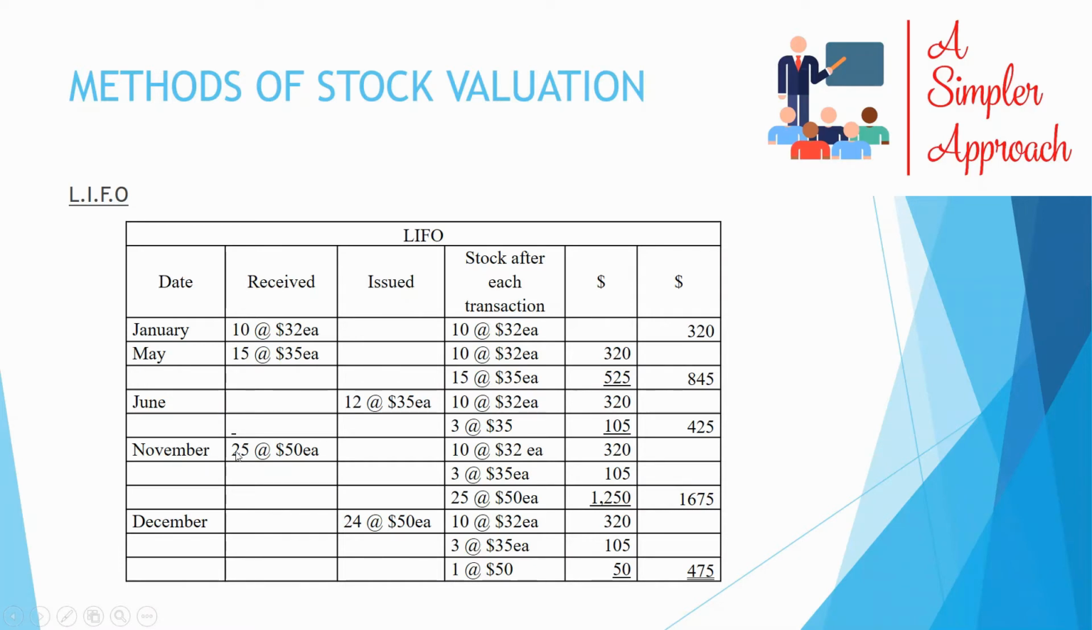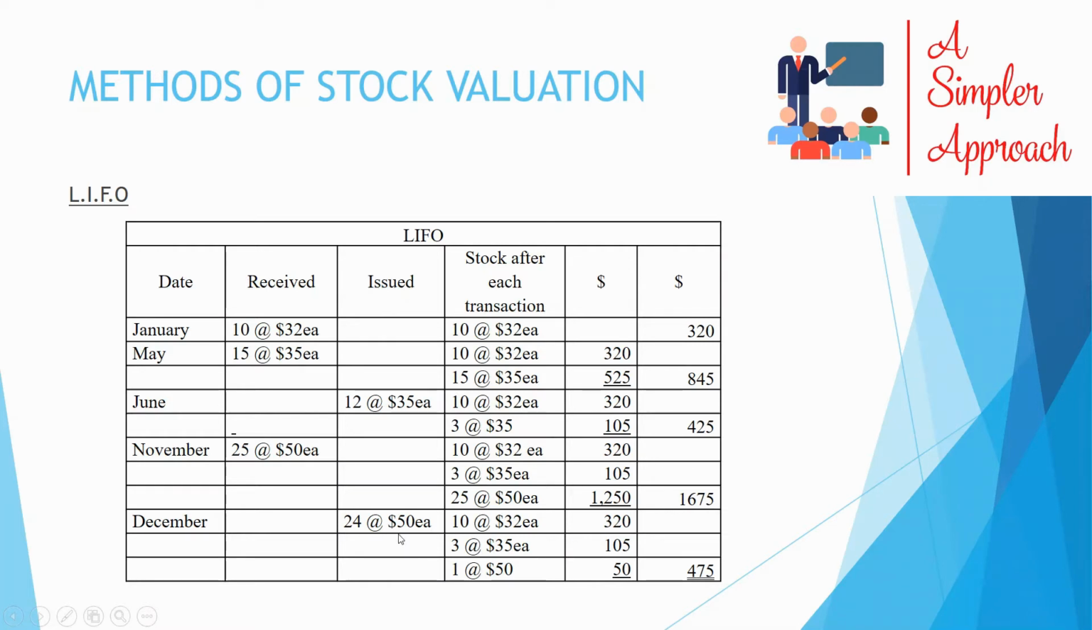November, 25 units at $50 each. What do we have now? We have the 10 at 32 that is still unsold from January. We have the 3 at 35 that is left over as a result of what we sold in June out of May. And we have 25 at 50 that we just bought. So we have 320, 105, and 1,250. Add that all together, we get 1,615.